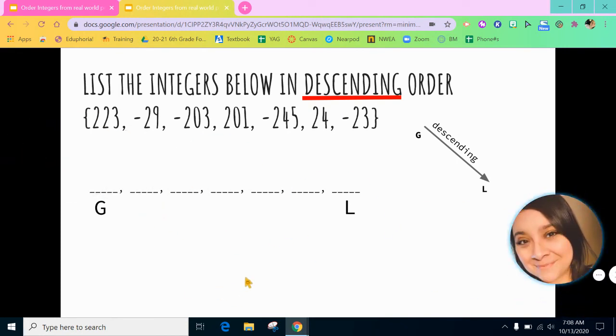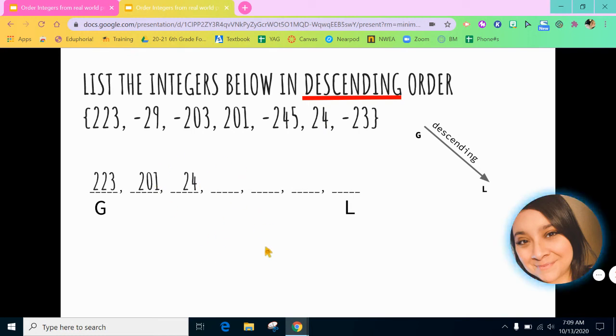All right, so one thing I would do personally, when we know we have positive and negative numbers, just like we did earlier on an example, I'm going to use these positives first and get them out of the way because I know those are my greatest values. So 223, 201, and 24. So my greatest one is 223, then 201, and then 24.